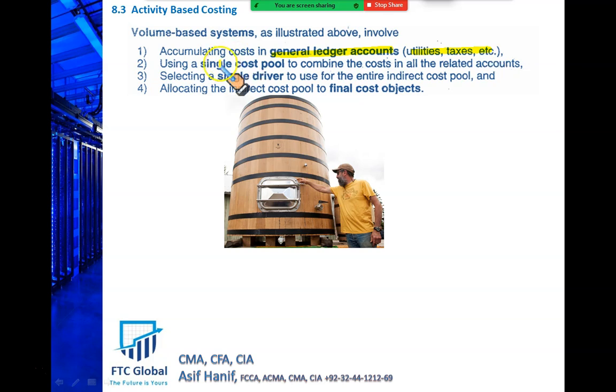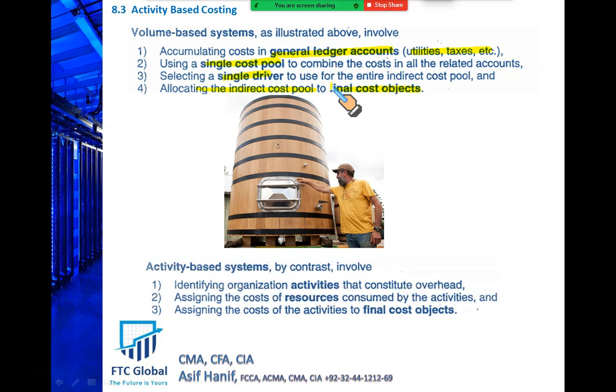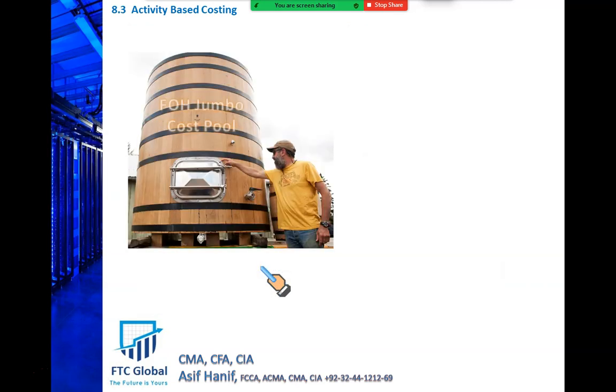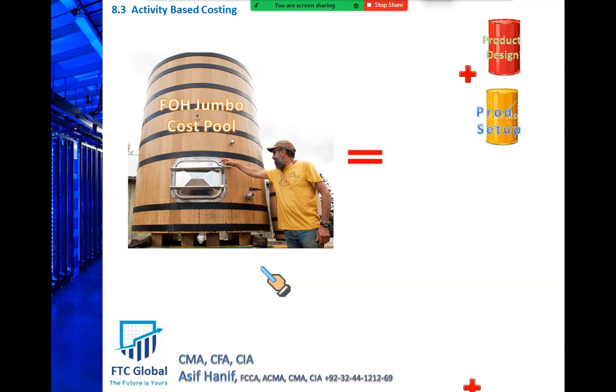And we simply create a single rate and we allocate a single rate on all these items. This is not correct. We have an alternative system, a much more complicated but very good system for costing. This is called activity-based costing. Under activity-based costing systems, we do something like this.